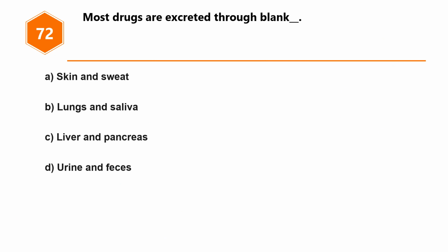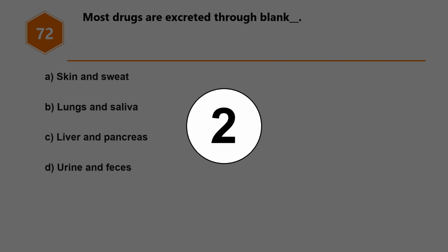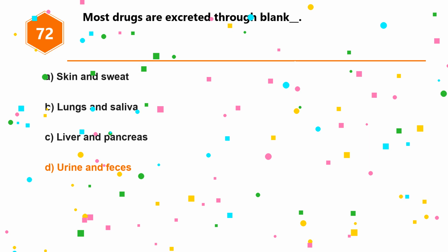Question 72. Most drugs are excreted through blank and blank. Option A, skin and sweat. Option B, lungs and saliva. Option C, liver and pancreas. Option D, urine and feces. The correct answer is option D, urine and feces.